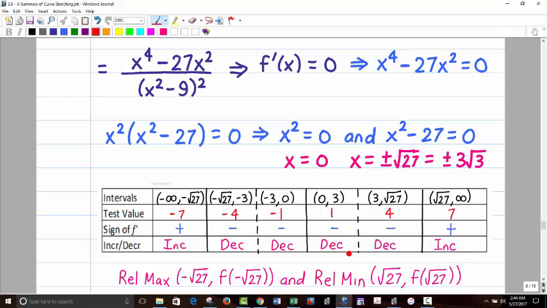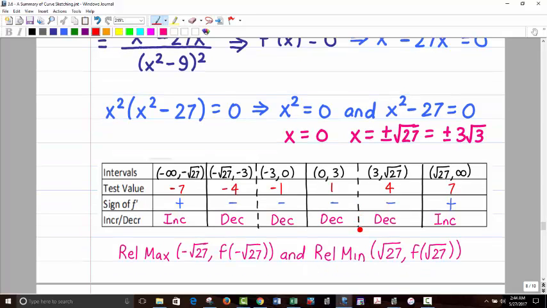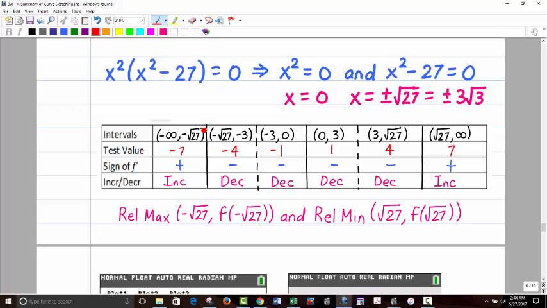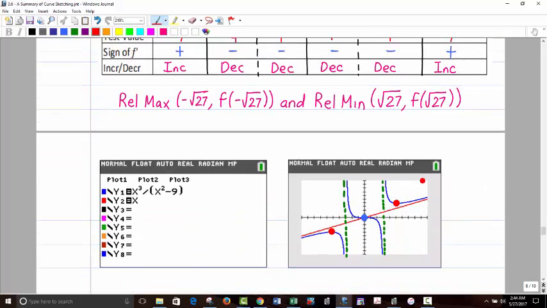Now you see the 2 dashed lines I drew to represent the -3 and +3. Those are discontinuities. So we do not want to make a mistake and call them relative extrema, even if they change. All right, and then we have 3 critical numbers: -√27, 0, +√27. I won't read out all those intervals, too much to read out. There are your test values.